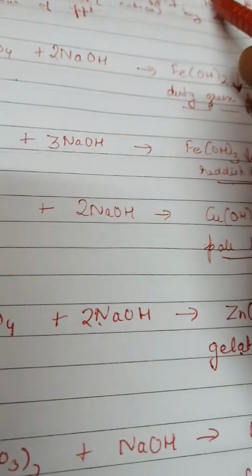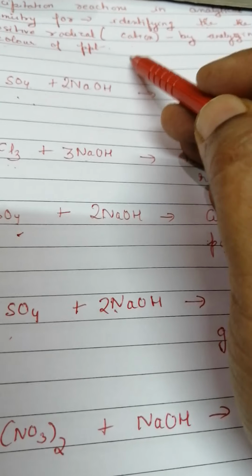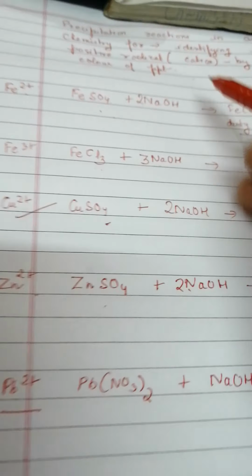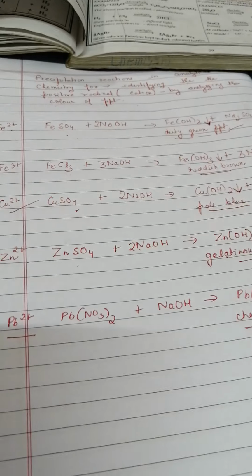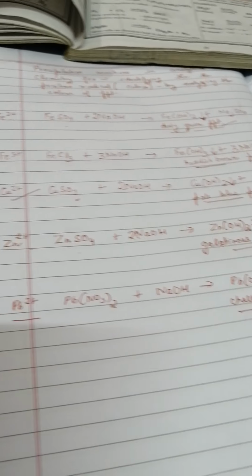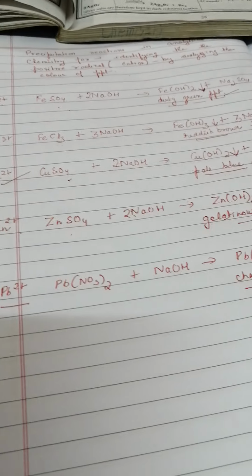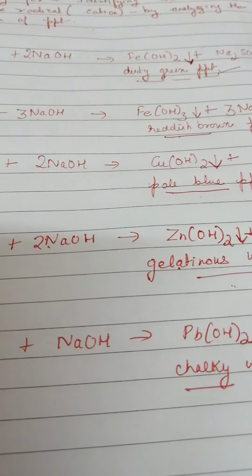So you can see here the entire thing: precipitation reactions being used in analytical chemistry, basically for the identification of cations, the positively charged ions. If it is Fe2+, you get a dirty green precipitate. Fe3+, you get a reddish brown precipitate. If it is copper 2+, you get a pale blue precipitate. If it is zinc 2+, you get a gelatinous white precipitate. If it is Pb2+, you get a chalky white precipitate.